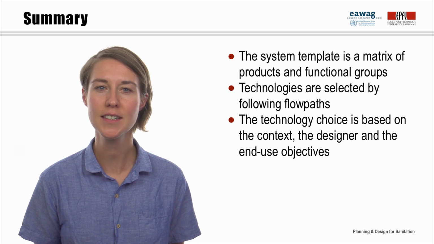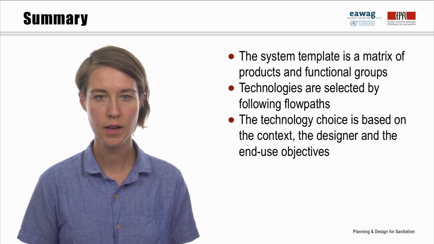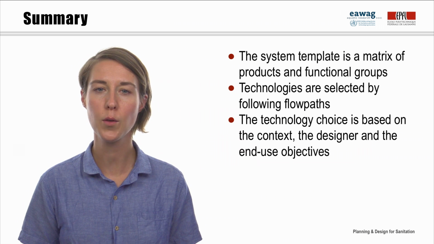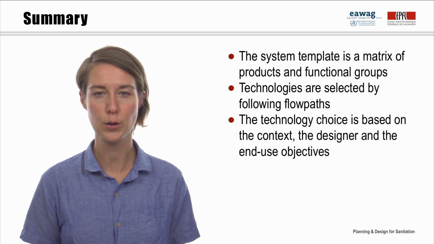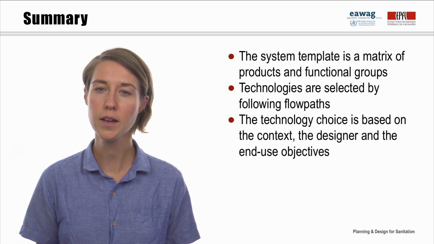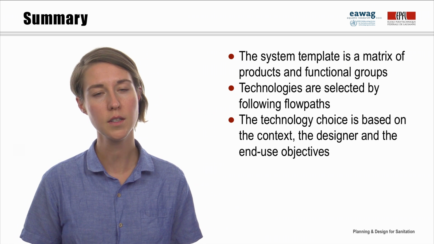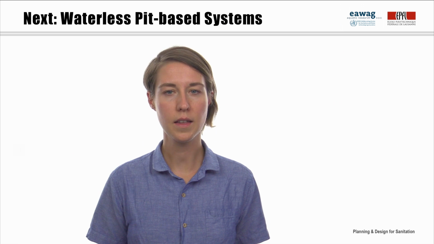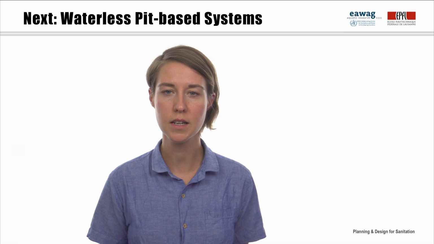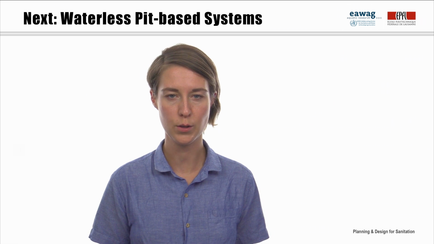In summary, the system template is like a matrix of products and functional groups. Technologies are selected by following flow paths that guide each product through the necessary functional groups. There are a variety of technologies that can be chosen, so the ultimate decision is based on the context, the designer, and the end-use objectives. In the next section, we will discuss the 9 different templates that include nearly every possible technology combination.